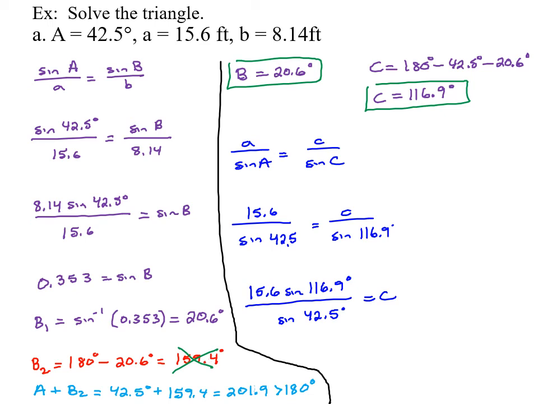That's funny that it came out to be the same thing as B. But this is side C, so side C is 20.6 feet. And we solved the entire triangle. There is only one triangle here though. But if there were two, you would do this process twice because you'd have a B1 and a B2. You'd have a C1 and a C2. So you'd have a side C1 and a side C2.